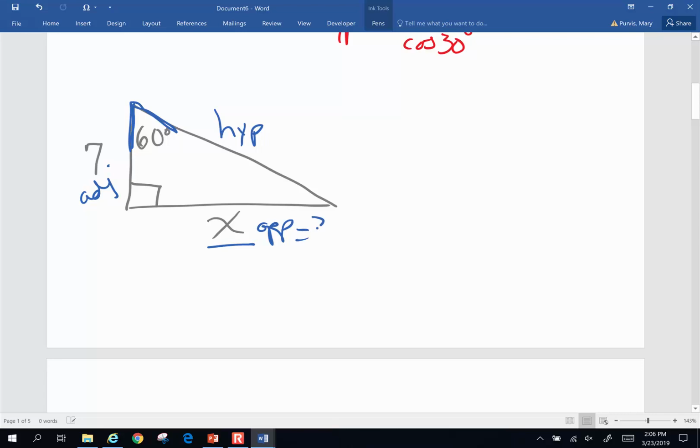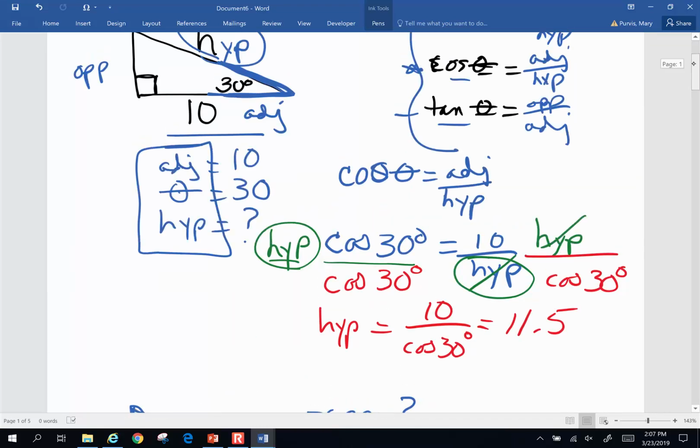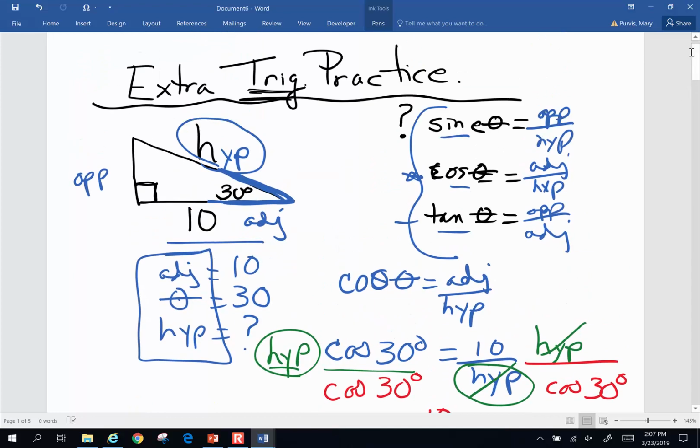This is my unknown, so opposite equals question mark. I know my angle is 60 degrees, and I know my adjacent is 7. So I'm going to have to choose a trig function that contains opposite and adjacent. I'm going to go back to my equations, and I want one that says opposite and adjacent. Now I have the angles, so all of them contain the angles. Which one contains opposite and adjacent?